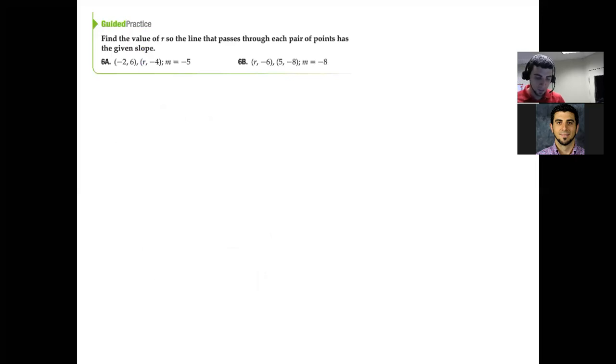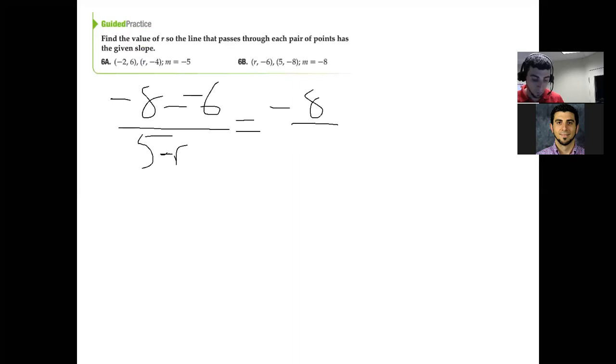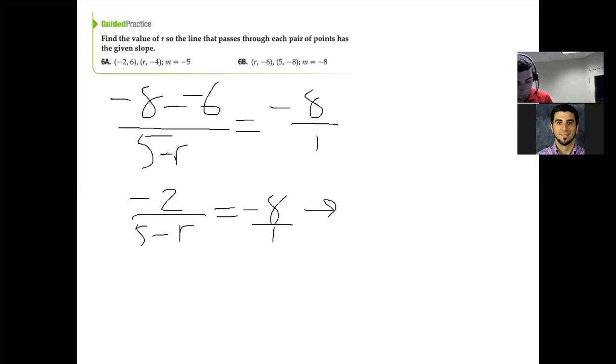Now let's do 6b. So I have -8 minus -6 over 5 minus r equals -8. Put it over 1. So that would be -2 over 5 minus r equals -8 over 1. Cross multiply, I'm going to put it over here. You'd have -2 times 1 equals -8 times 5 minus r.